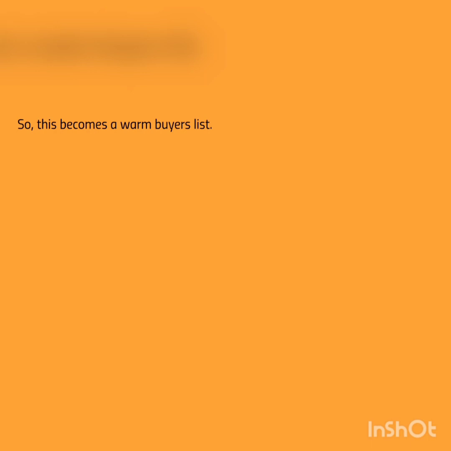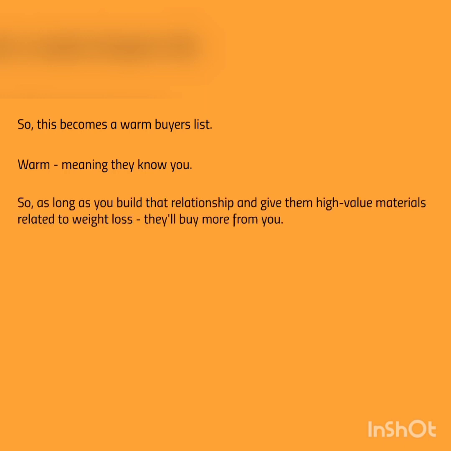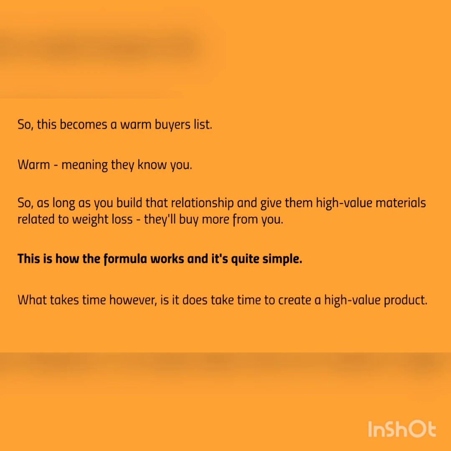Cold list means that they don't know you at all. They don't know who you are. They just subscribe to your list. They don't know what you can offer to them. So they have that connection. They know you, basically. That's what that means. So as long as you build that relationship up and you constantly give them high value materials related to weight loss, they'll buy from you. And this is how the formula works. And it's very simple, as you can see.